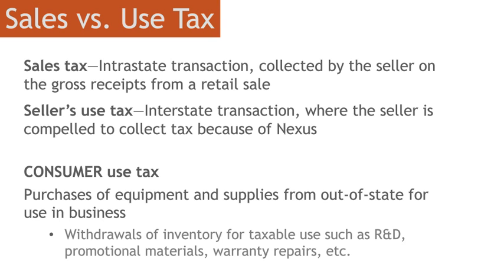So again, we have sales tax, which is an intrastate transaction. Use tax is typically an interstate transaction, and that occurs depending on whether the seller has Nexus. If they have Nexus, they're going to collect the tax, and that's called a seller's use tax. If they don't collect tax because they don't have Nexus, then again, it's on me as the buyer to self-assess and pay that to the appropriate tax agencies.